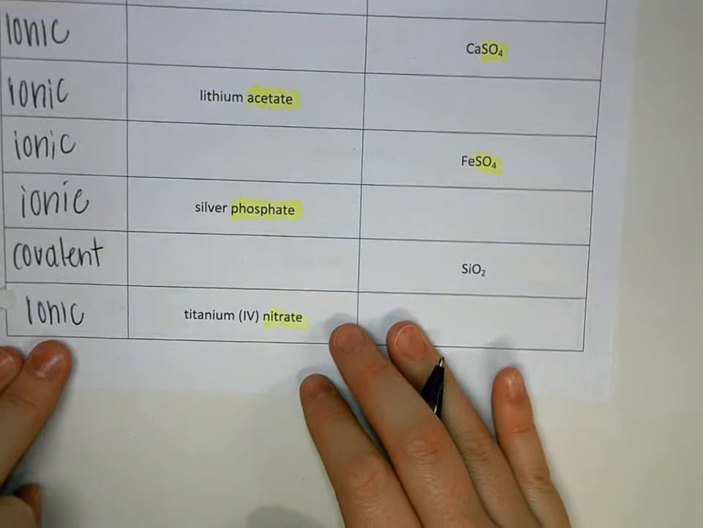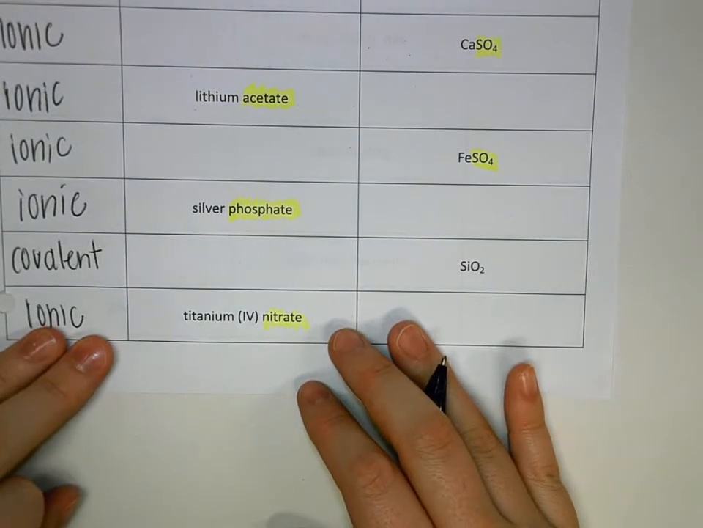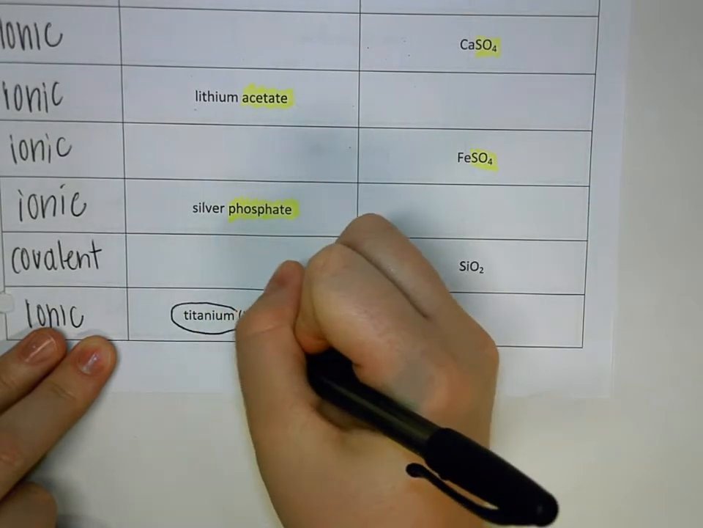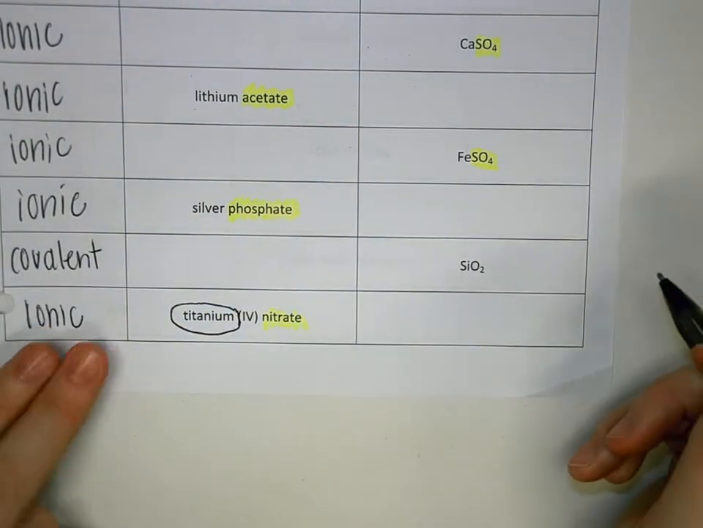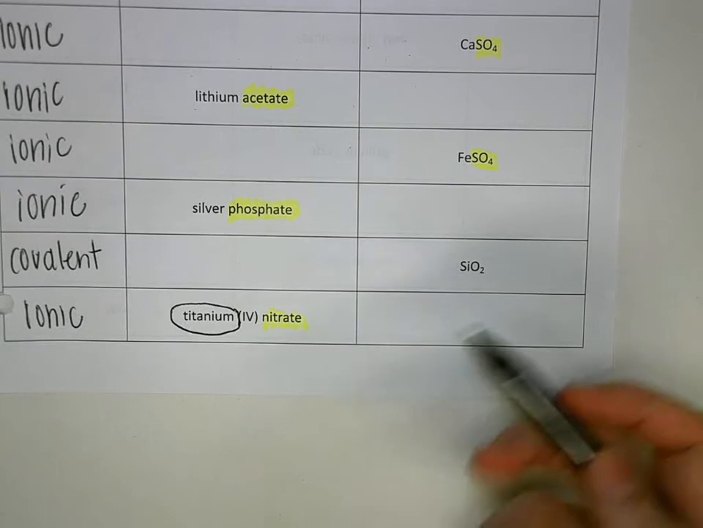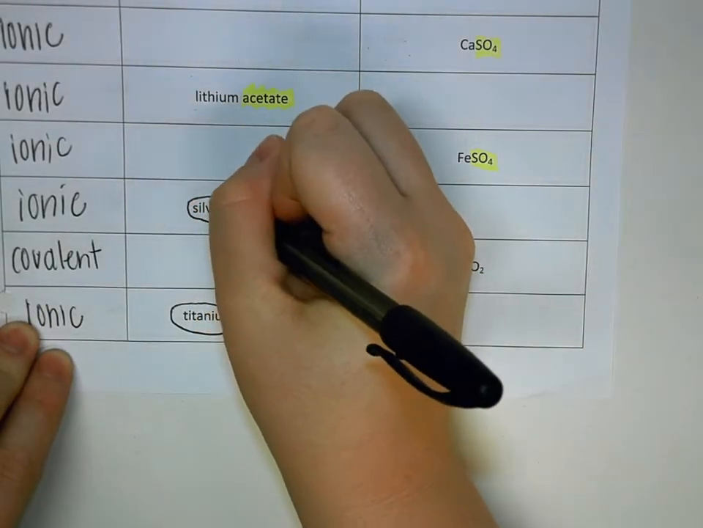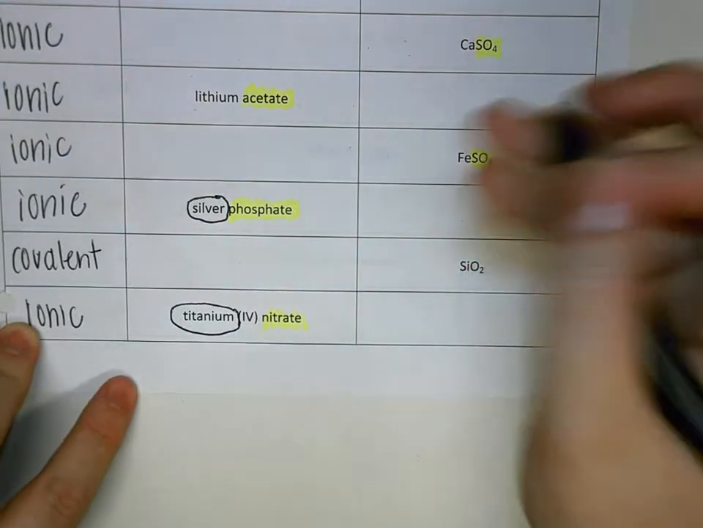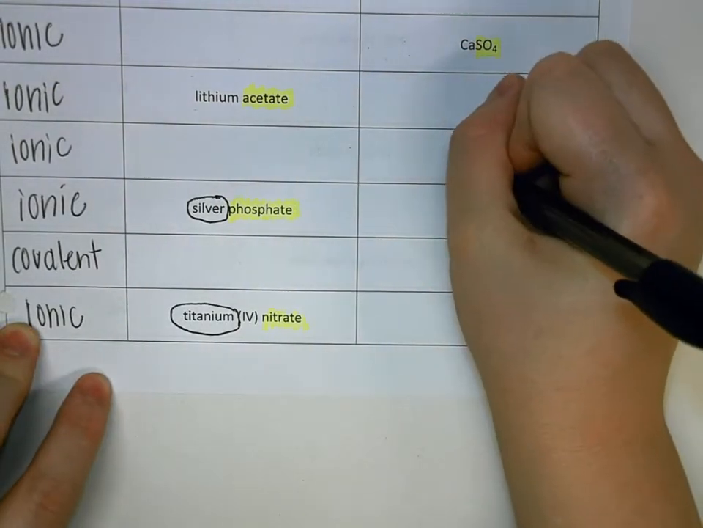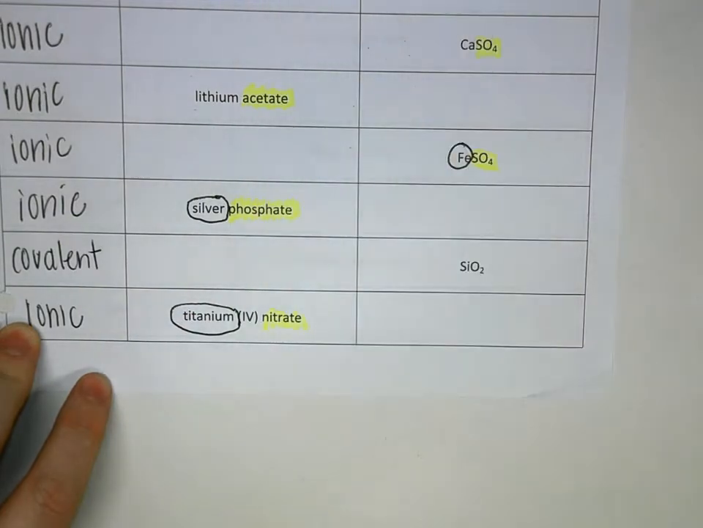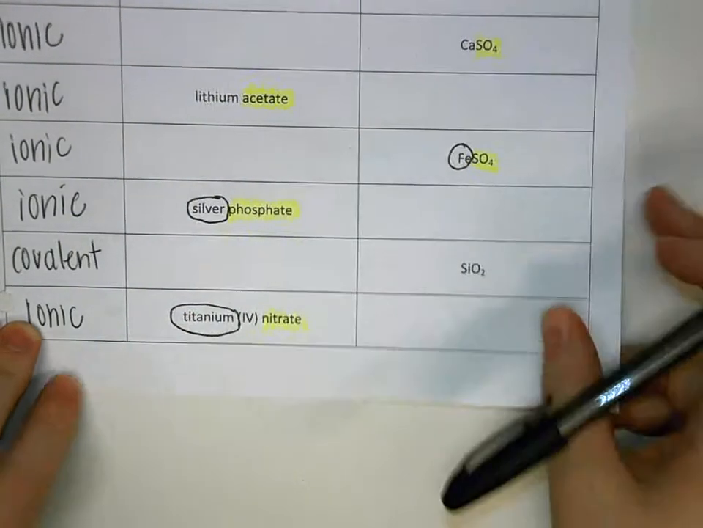The other direction was to circle the cations that can have more than 1 charge. So if we go back, titanium obviously, because it's got Roman numerals with it. I'm basically looking for anything that's a transition metal. So silver technically is a transition metal. Iron is a transition metal. I've got lithium, calcium, sodium. Those are all not transition metals.